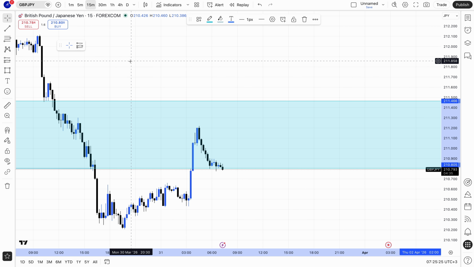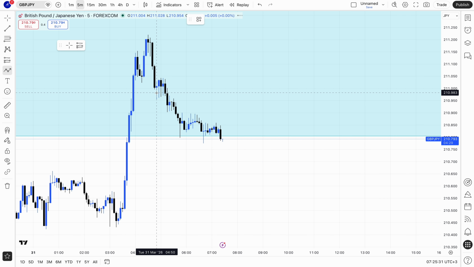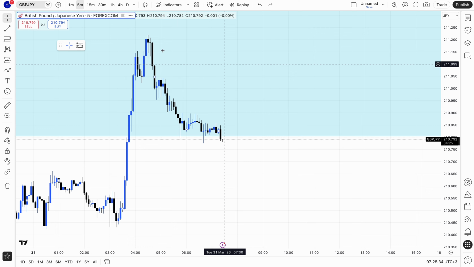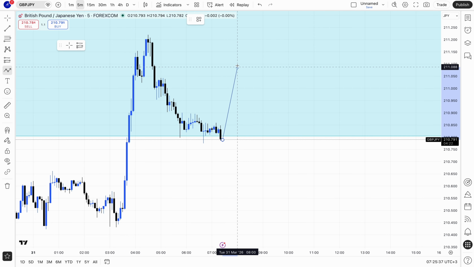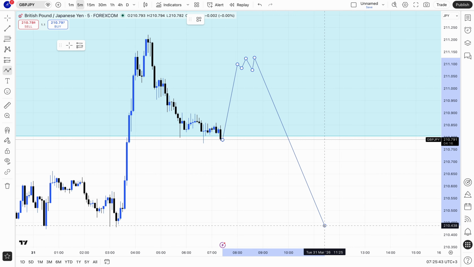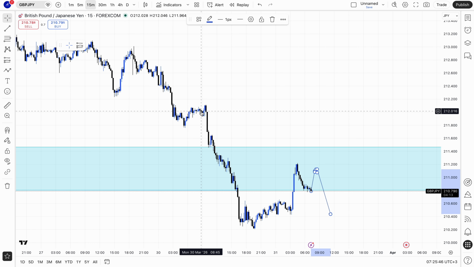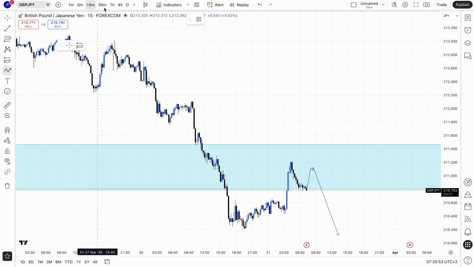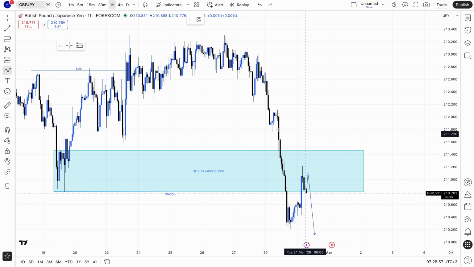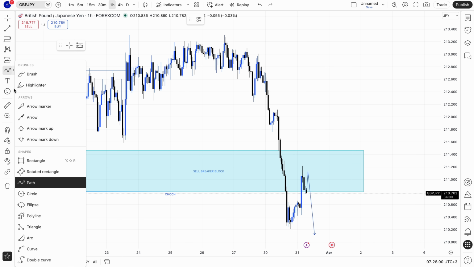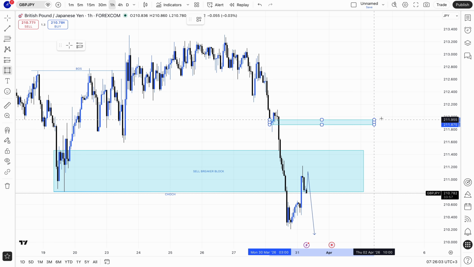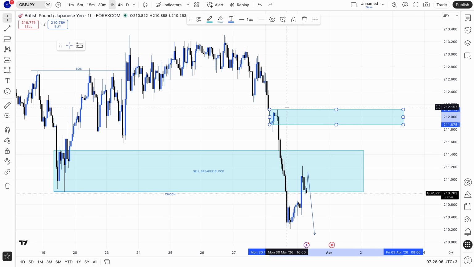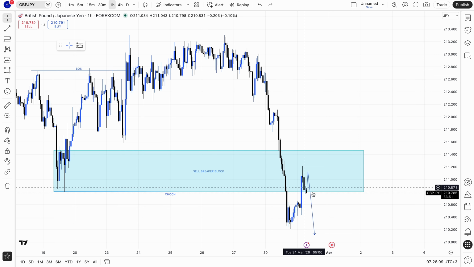Although my plan is very, very simple. I just need to see this price coming back and refill this fair value gap, then we continue selling. That's scenario number one for that, and I'll be sticking with that scenario. But if the market comes back and disrespects this, I'll be focusing on the next order block, which is here, sell order block, which is here. But for now, we can leave that and focus on this scenario.